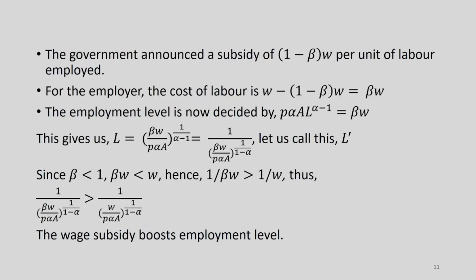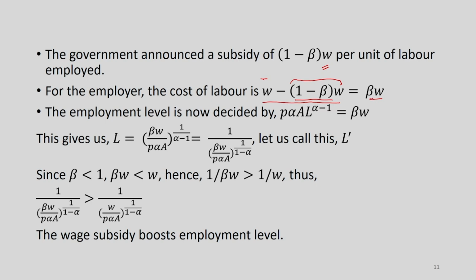Now, we come to the second part. The government announced a subsidy of (1 minus beta) multiplied by W per unit of labor employed. For the employer, the cost of labor after the subsidy is announced is given by W minus (1 minus beta) multiplied by W, because this part is given by the government. So, the producer will only have to bear the wage that is paid to the worker minus the part that is provided by the government, and this is simply beta multiplied by W.